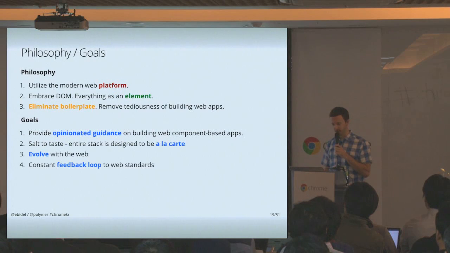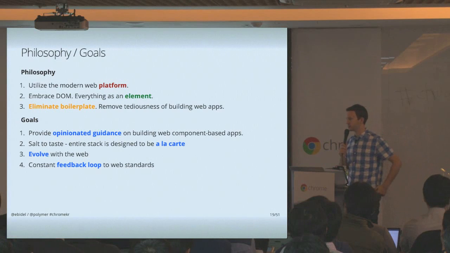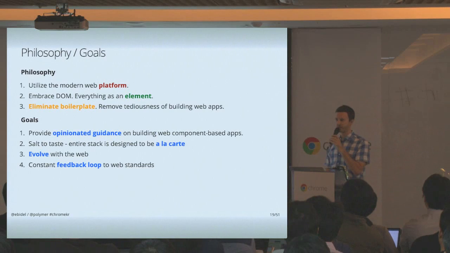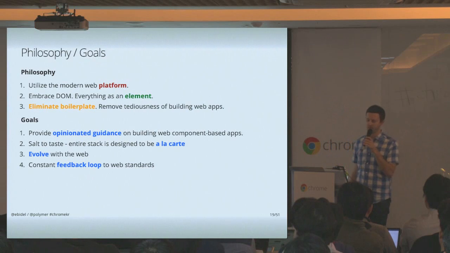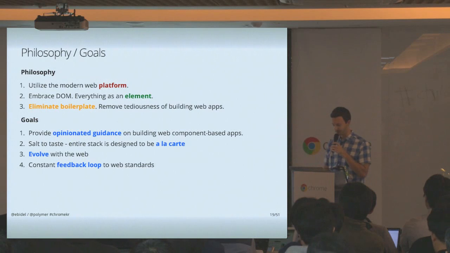And we want to evolve with the web and be a constant feedback loop to the standards process. This is really, really important on Blink and Chrome. The Polymer team is constantly talking to the Blink engineers, the Chrome engineers about performance issues, or how do I do this, or why is this slow in the browser? And so we want to inform and make these APIs rock solid for developers to play with.